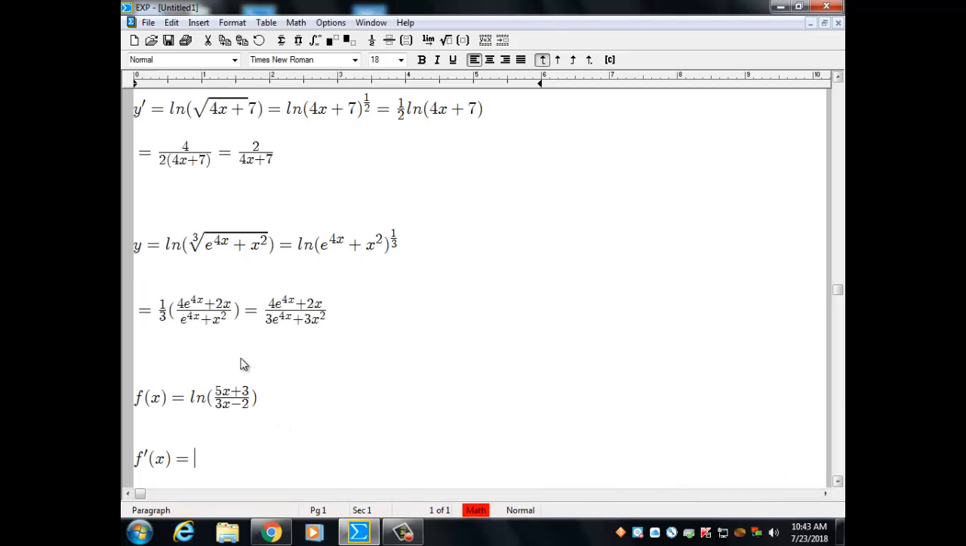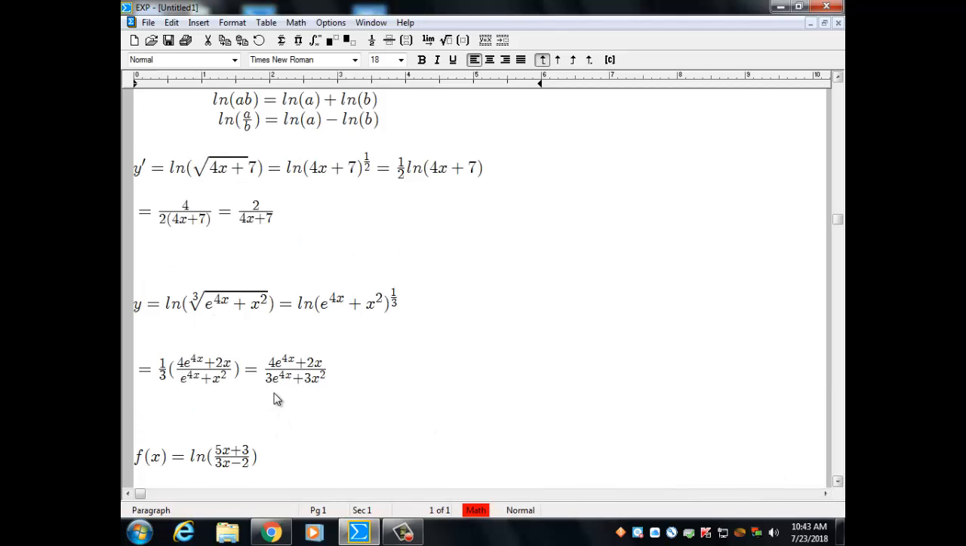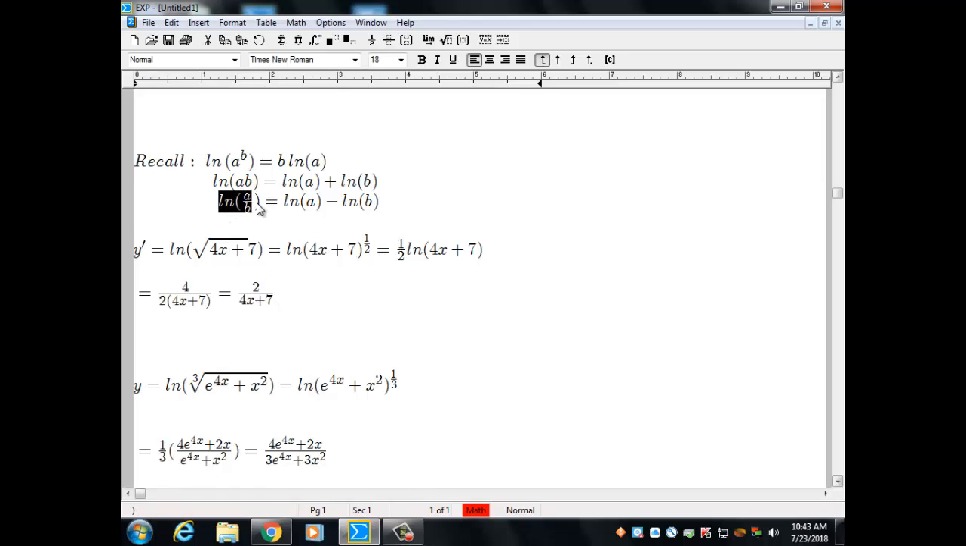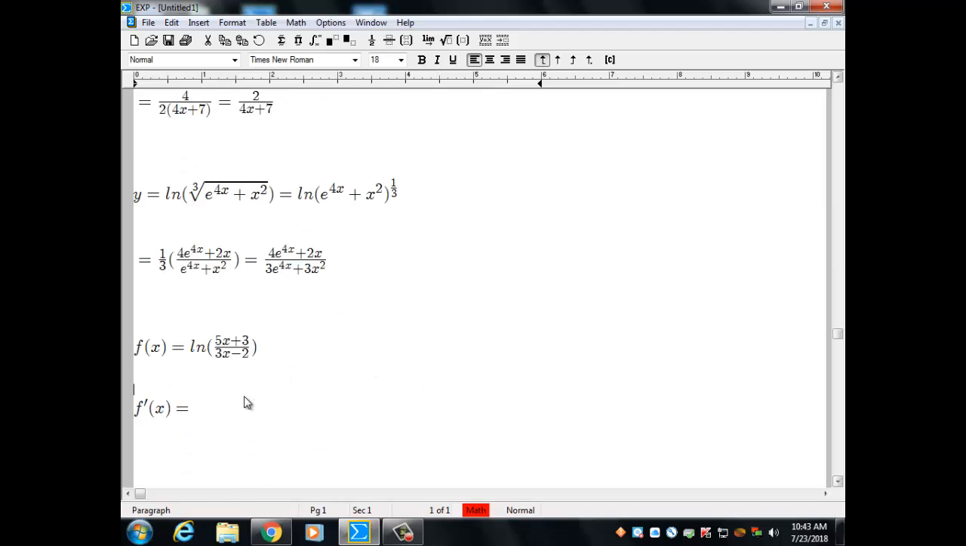All right, so here, this is going to be that recall that we had here, right? So we recall that if we have ln with a fraction, it's best if we just split them up into subtraction. Okay? So the first thing we're going to do here is observe that this is the same thing as the ln of 5x plus 3 minus the ln of 3x minus 2.